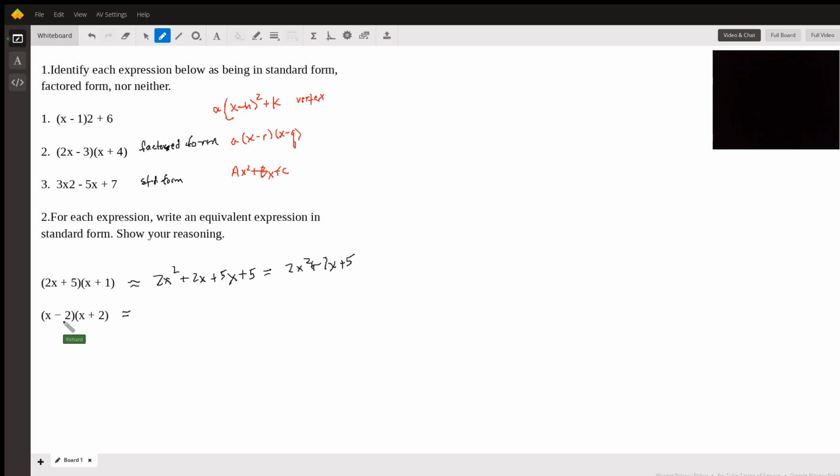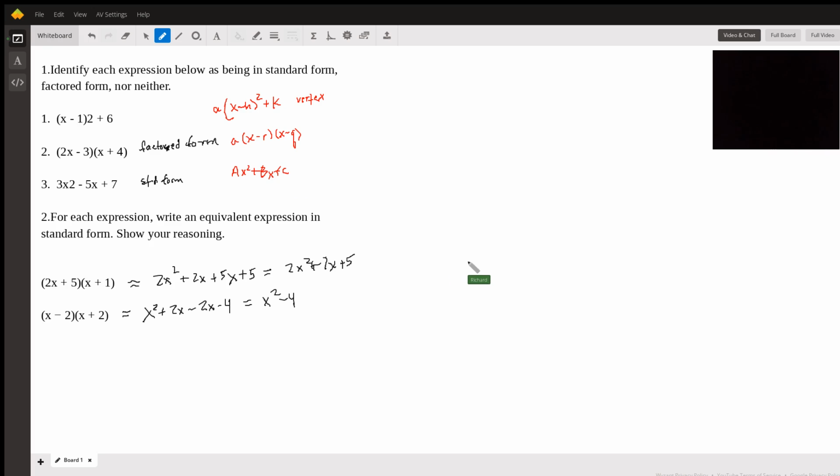Likewise, we'll just distribute the x first. We're going to distribute the x against the x plus 2. You're going to get x squared plus 2x. Now we'll distribute the negative 2 against the x plus 2. You're going to get negative 2x minus 4. And we combine like terms, x squared minus 4. So if you compare it to the standard form down here, A would be 1 because there's an invisible 1 here. B would be 0 because there's no x term. And then C would be -4.